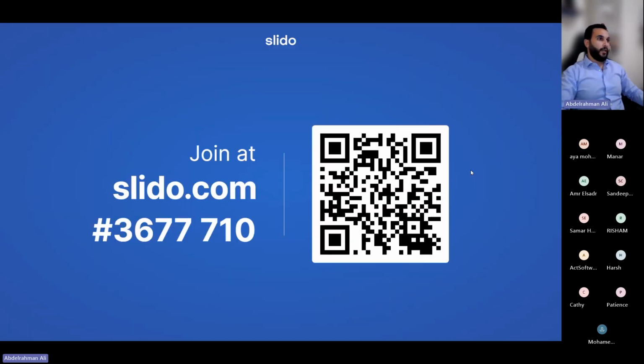Again, this is the joining link and this is the joining QR code. Make sure that you are joined so that you can participate with us. I'll wait one more minute so everyone can scan the code or go to slido.com and enter the meeting number 3677710.